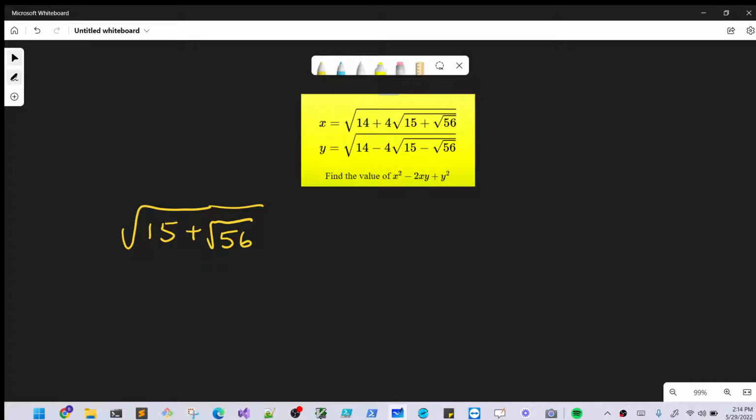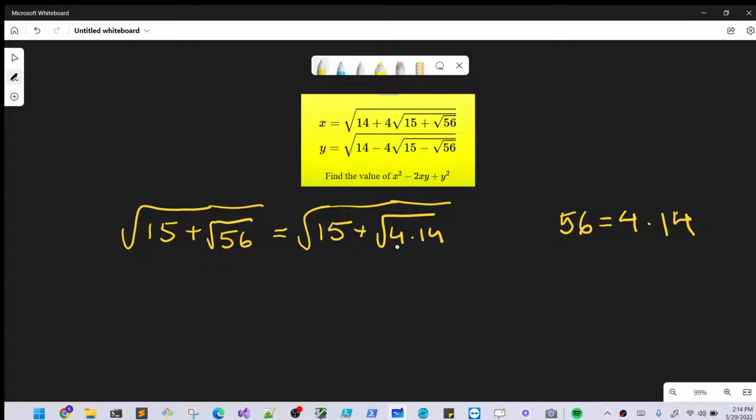So what I'm going to do is factor 56. We'll factor 56 as 4 times 14. So we can rewrite this as 15 plus 4 times 14. And that's going to allow me to take this 4 outside of the radical and write it as 15 plus 2 square roots of 14.